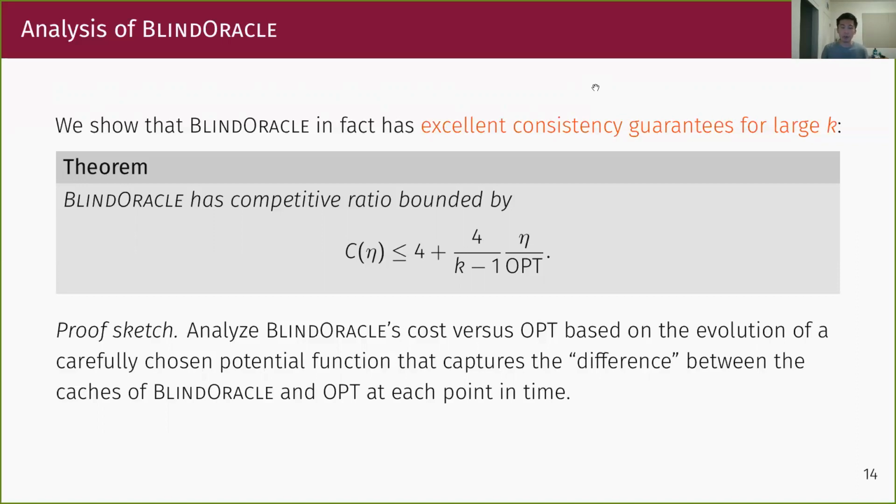A sketch of the proof of this theorem is that I analyze the cost of blind oracle versus the cost of the optimal offline algorithm using a potential function that tries to capture the difference between the caches of the two algorithms at every point in time. And so this potential function is actually the combination of 3 different potential functions that together get the right notion of distance to obtain a tight analysis of blind oracle.